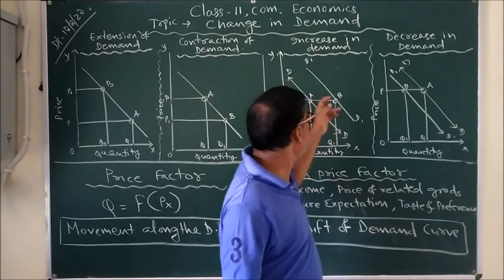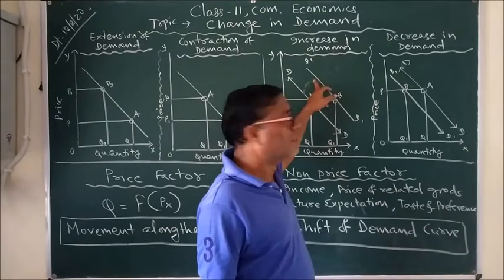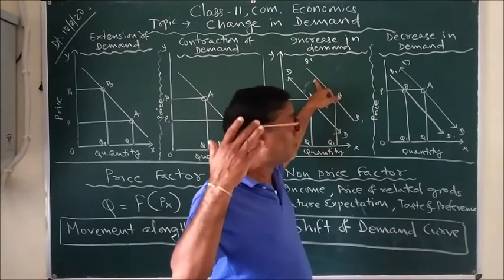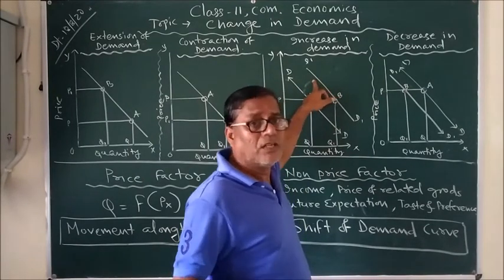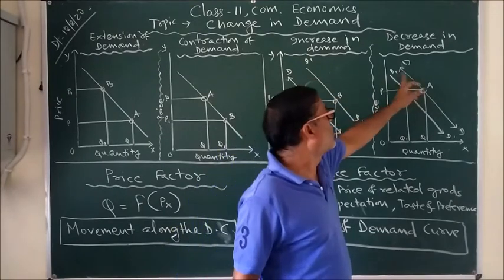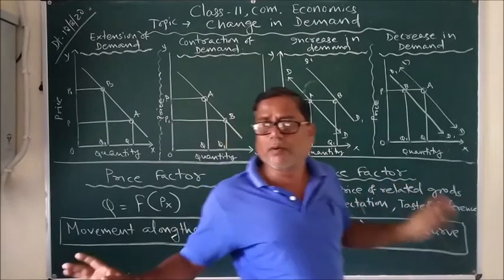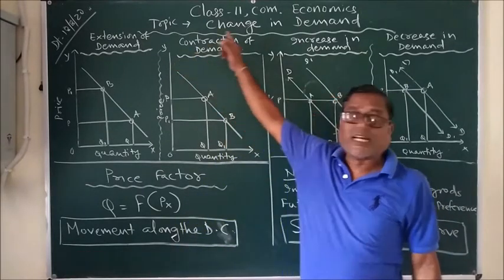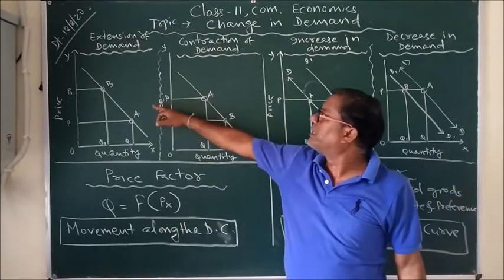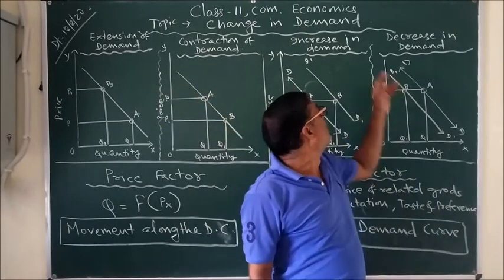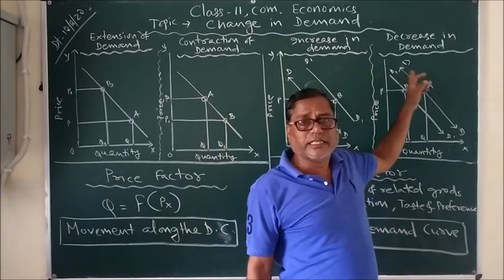So this is about how a consumer shifts rightward when income rises, and leftward when income falls. So this is all about change in demand, that is extension and contraction of demand, and the increase and decrease in demand.